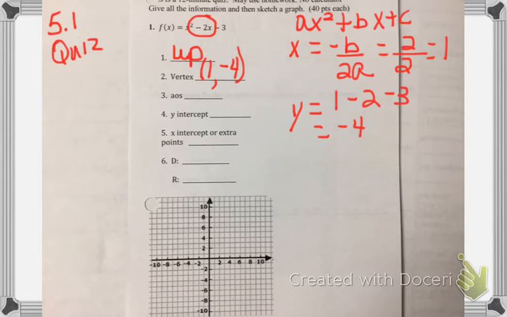Your axis of symmetry is a dotted vertical line that cuts through the vertex. So let's plot the point and then draw your axis of symmetry. So we plotted 1, negative 4, and the axis of symmetry is at 1. The axis of symmetry is a vertical line, and the equation of the vertical line is x equals 1.